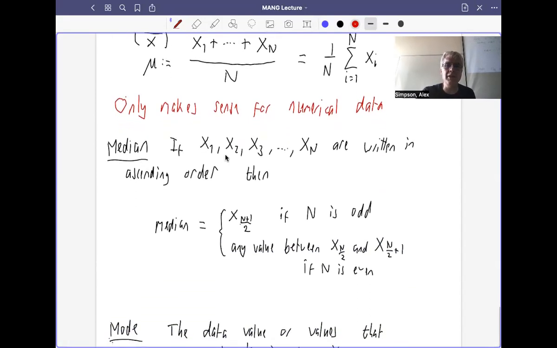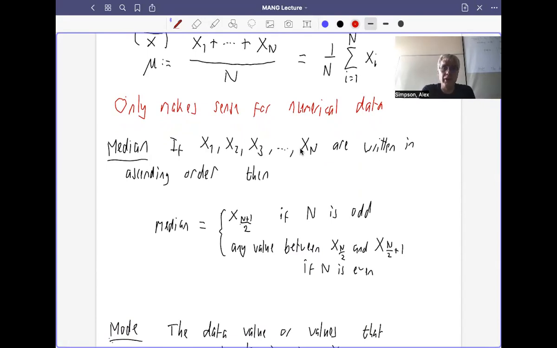However, to calculate the median, what we have to be able to do is write all the data values in ascending order. And in order to do that, we need an order on the data values. So the median makes sense for numerical data because we can order numerical data. We certainly have an order there, but it also makes sense for categorical data if it is ordinal data, if it is categorical data that we have an order on.